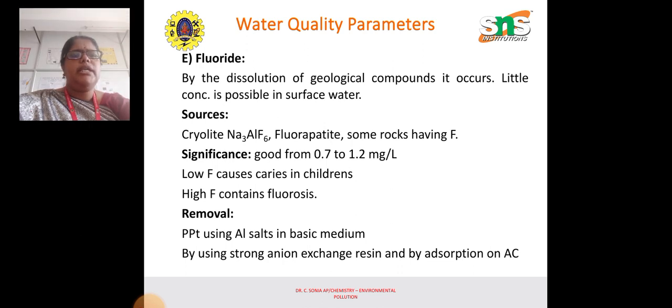So you can see, to protect the teeth from decay, they add fluoride in toothpaste. But in addition to that, if you use water that has more fluoride, it will cause fluorosis. Removal: precipitate using aluminum salts in basic medium, by using strong anion exchange resin, and by adsorption.